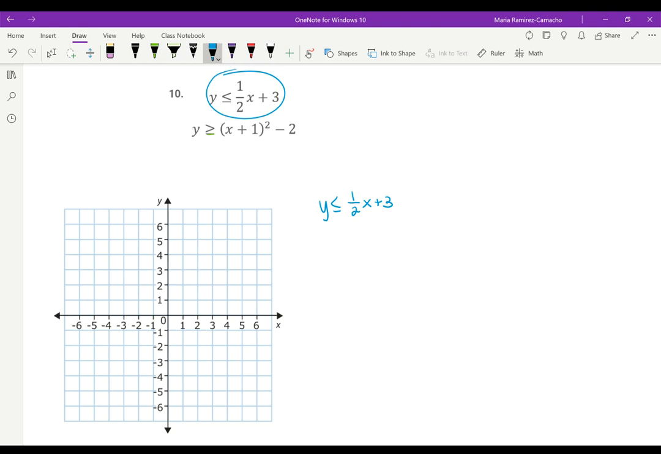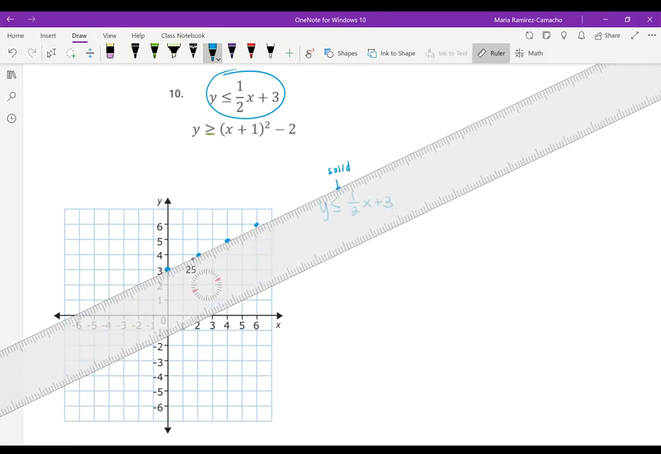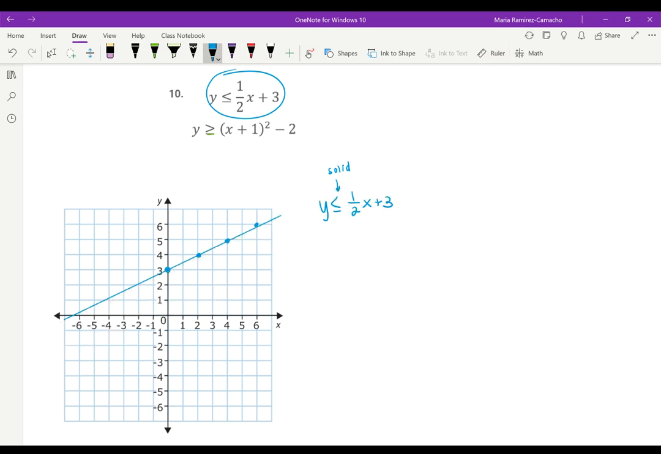Okay, 1/2 x plus 3, that's a y-intercept at 3, slope of 1/2. So if we're imagining slope triangles, here I am going up 1 unit and over 2. Okay, like this. Because of the less than or equal to, this is going to be a solid boundary line. So we'll connect these points with a solid line, not a dashed line.